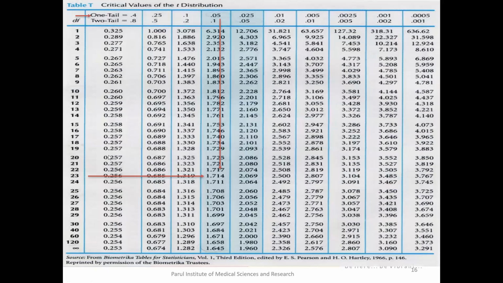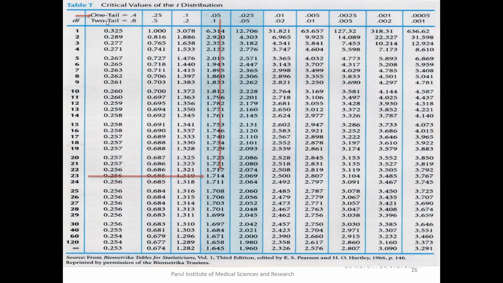So the first column in this table is for degree of freedom, 23, and the first row is for significance level. So we take significance level 0.05, means 5%, which is 95% confidence level. We are taking 95% confidence level.